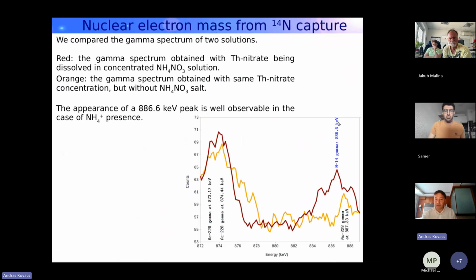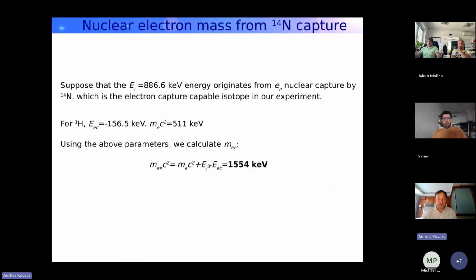Okay, so let's consider whether this peak that is associated with nitrogen-14 is the capture of nuclear electrons on nitrogen-14. We apply the same formula as before. The gamma energy is 886.6. Here you see the electron capture energy, and you calculate the formula, and you get exactly 1554 kiloelectron volt nuclear electron mass.